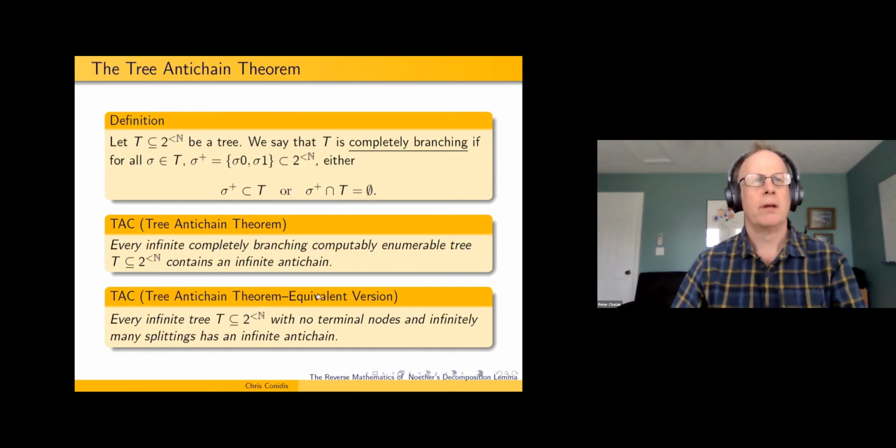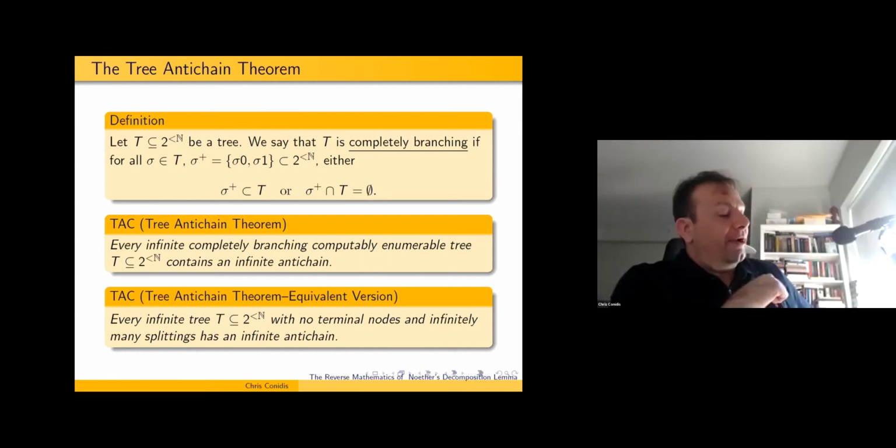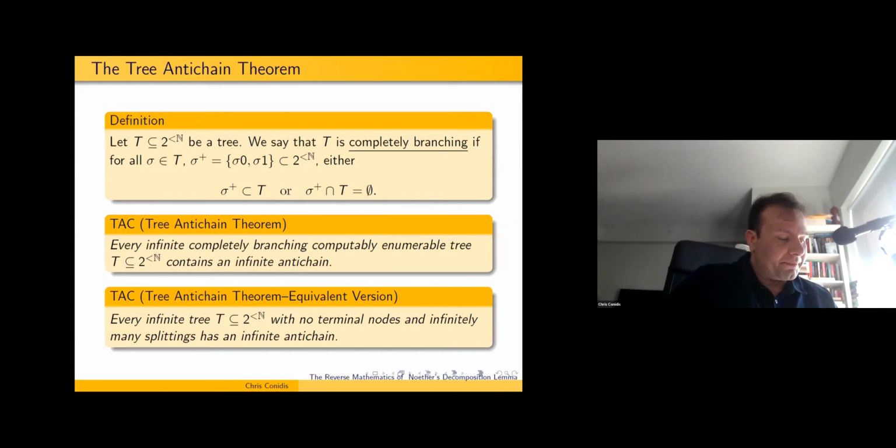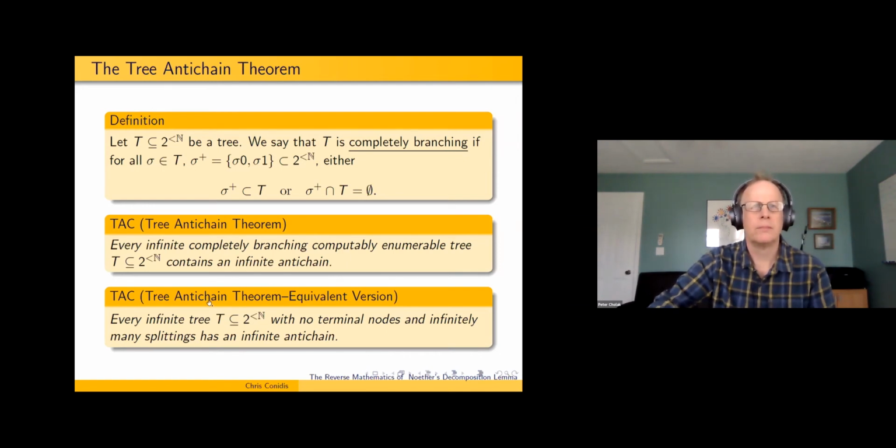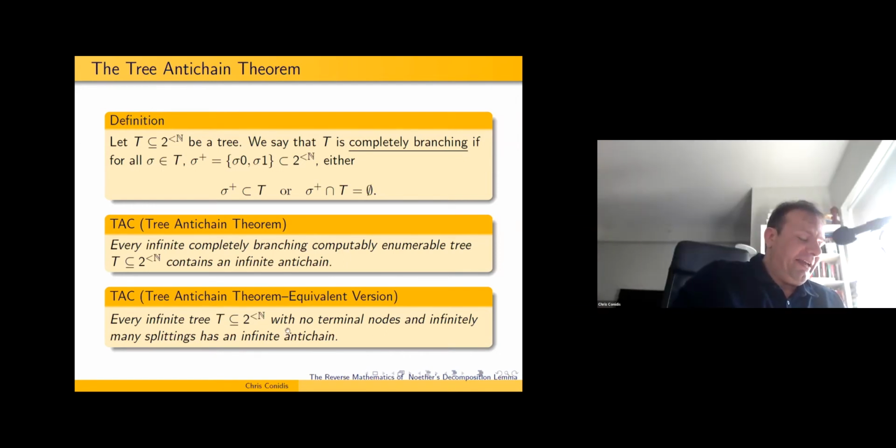Hey, Chris. Are these binary branching or? Binary branching, yeah. Okay. And so basically, if your tree has infinitely many splittings, then it has an infinite anti-chain. That's all I'm really saying here. I tend to work with the first version. It's more natural to me to work with the first one with these computably enumerable trees.